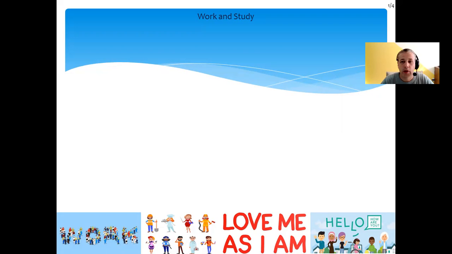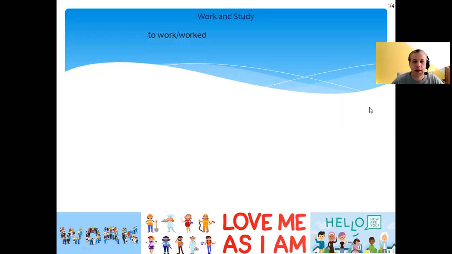As an example, we're going to use the verb work, but you can use this that I'm going to teach you for any other verb except for the verb to be. Então, a gente vai usar isso para o verbo work como exemplo, mas pode usar essa estrutura que vocês vão ver hoje para qualquer verbo exceto o verbo to be. Ok?